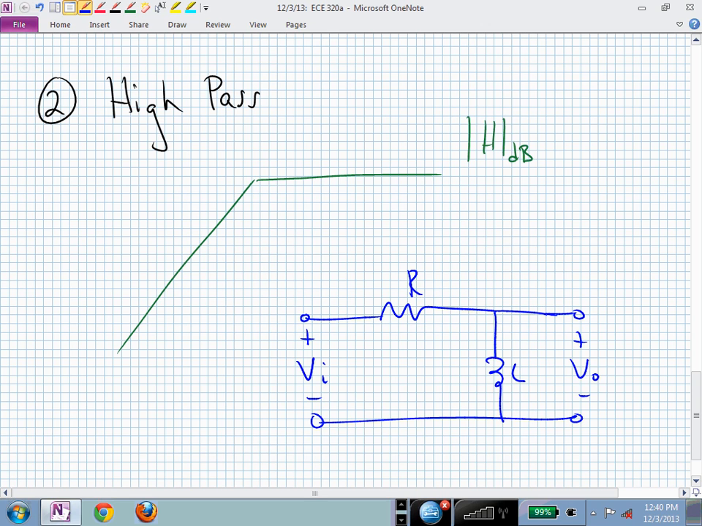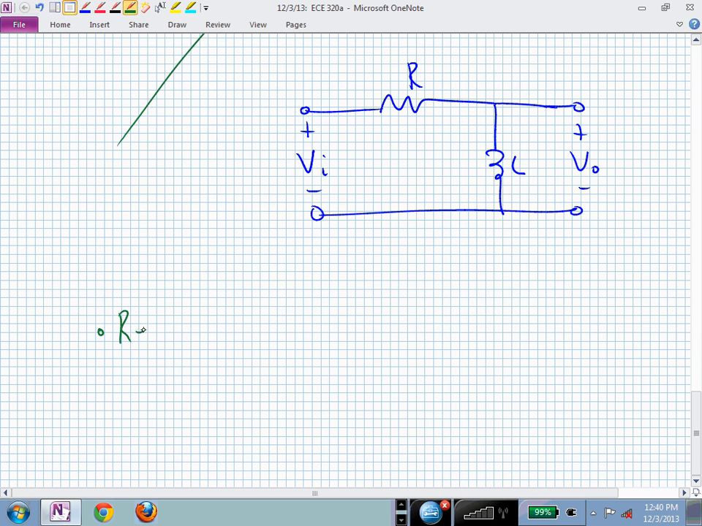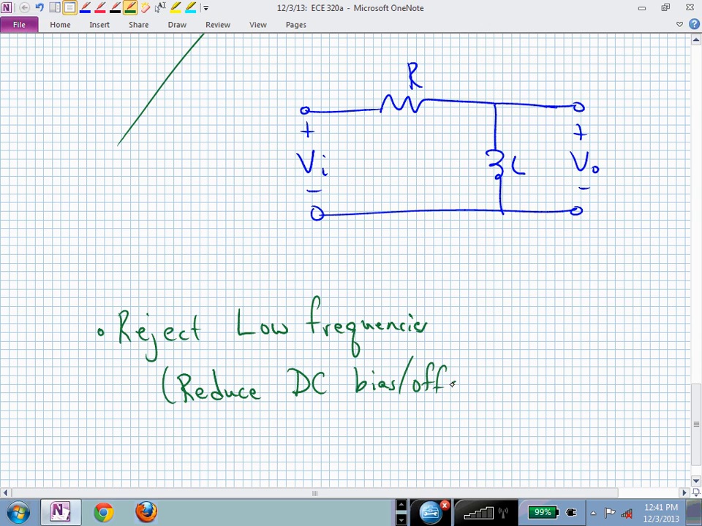And there's a first order high pass filter where this particular cutoff frequency is still related to the parameters. This is now R over L, that particular cutoff frequency. In this case, we are trying to get rid of low frequencies or reject those low frequencies. Or you might have some bias in your system, low frequency bias or a DC offset. You might want to reduce that DC bias or offset by introducing this high pass filter.